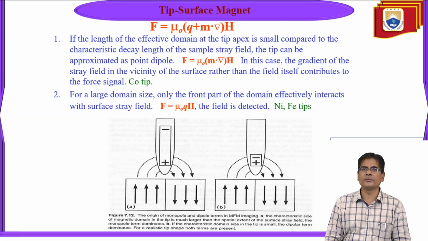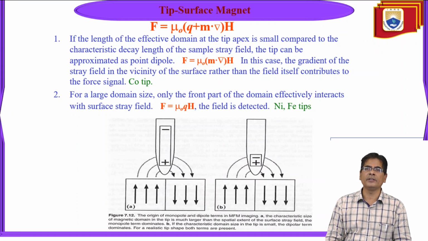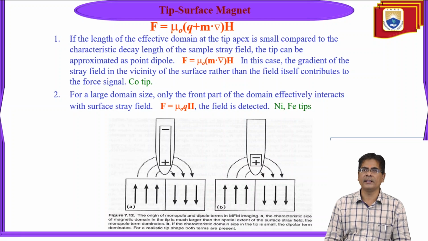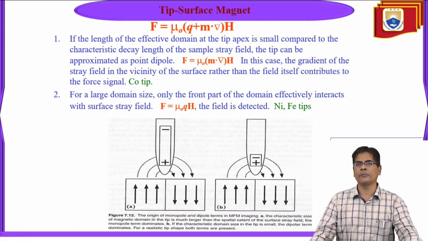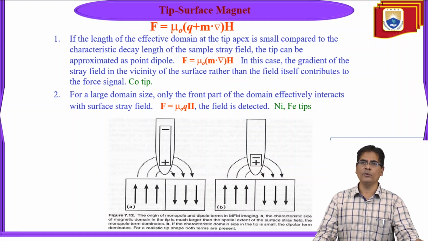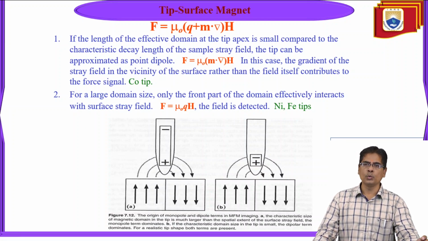So this is some of the physics behind the tip-surface magnet interaction, that is F equals Q mu naught into Q plus M delta H. If the length of the effective domain at the tip apex is small compared to the characteristic decay length of the sample stray fields and the surface fields, the tip can be approximated as a point dipole. We know that a dipole is nothing but a set of two equal and opposite poles, right? So what is north pole, south pole?